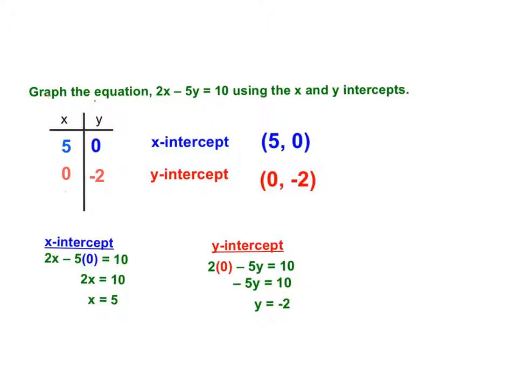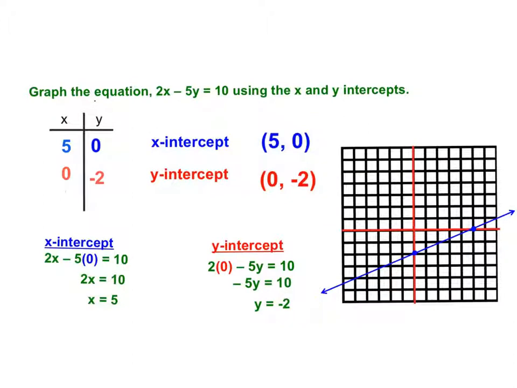Now my problem asked me to graph. So go ahead and grab one of your grids that you used. You probably have it in your photos. You can insert your grid in there and graph this equation using those 2 points. And when you're done, take a look at the screen and see if you did it right.